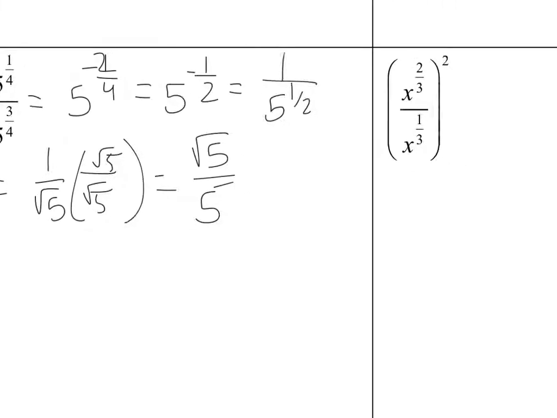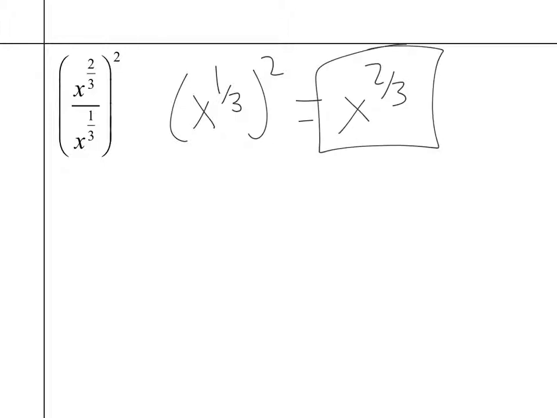Now don't jump ahead too quick on this one. Do the math inside first. This would be 2/3 minus 1/3, and then x to the 1/3 squared. Power to a power you multiply, so it's x to the 2/3. Which, remember, another way to write it would be the cube root of x squared.